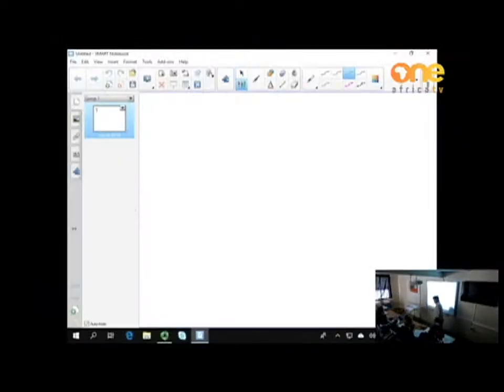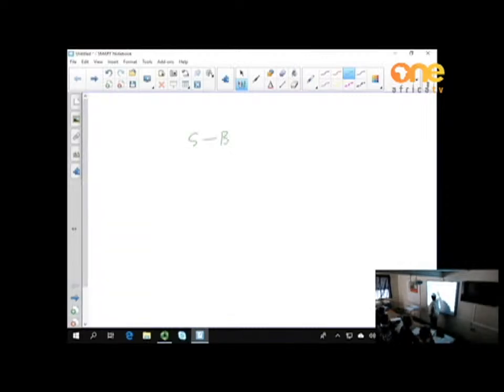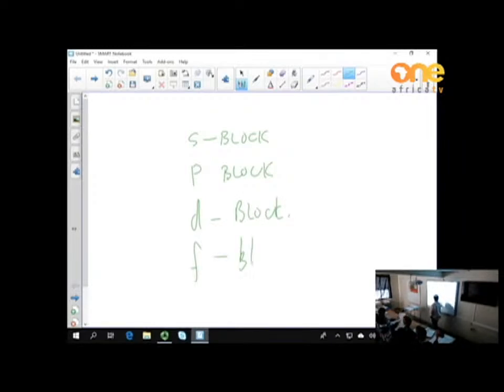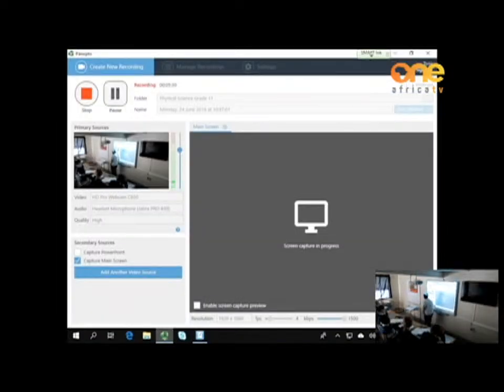Right, grade 11s. We are busy with the electron distribution around the nucleus of an element. And in the last period, I said to you, we can divide up the periodic table into so-called S block elements, P block elements, D block (it's actually a small letter d), and F block elements. Okay.